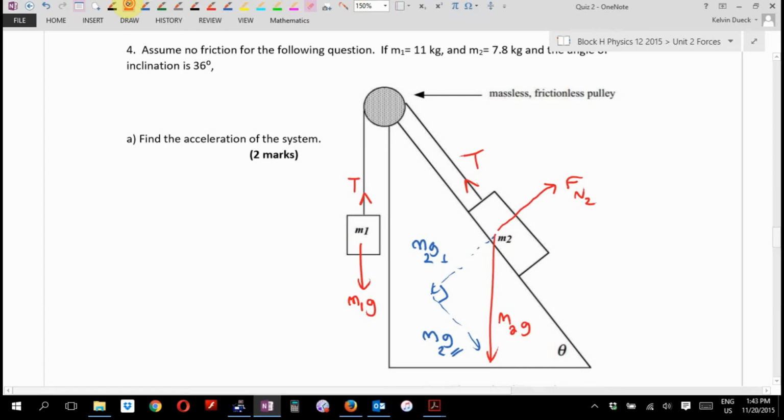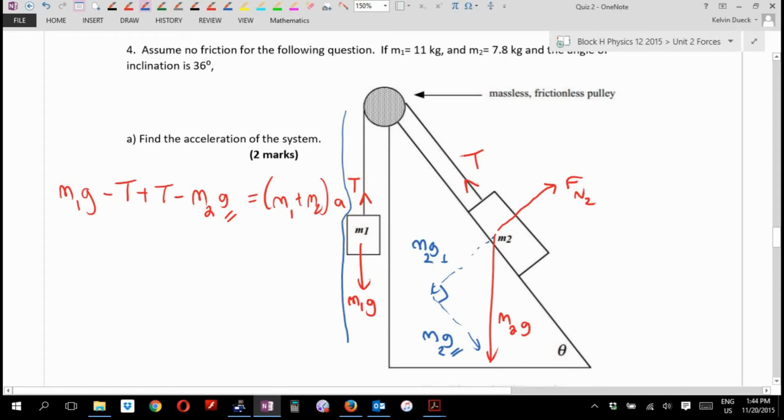So my equation is going to look like this. M1G minus tension plus tension minus M2G parallel equals that.